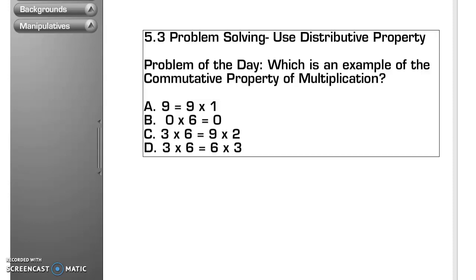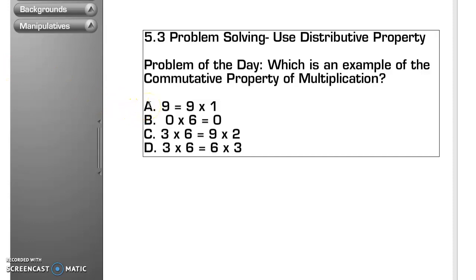Today is lesson 5.3, problem solving using distributive property. Our problem of the day is which is an example of the commutative property of multiplication. I know the commutative property of multiplication is when the factors are just switched. So let's look through the options.